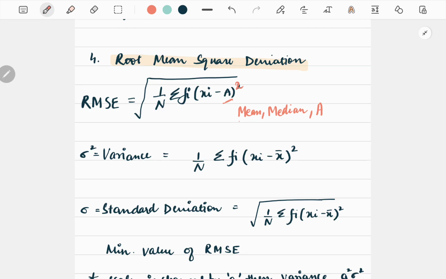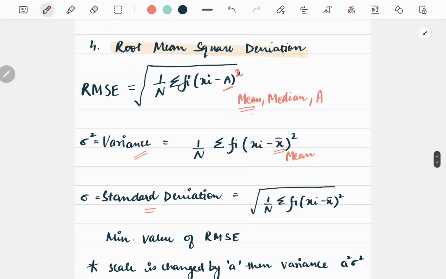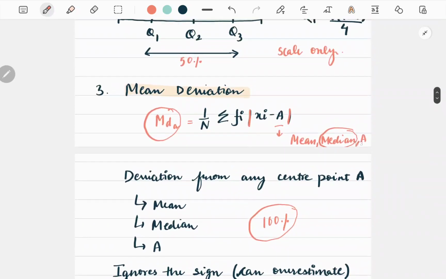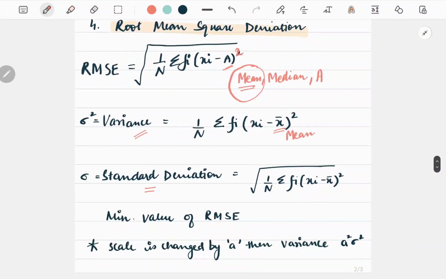When A is taken as mean, the mean square deviation is variance, which is calculated as 1 upon n summation of fi into (xi minus x bar) squared, where x bar is your mean. And the root mean square deviation is then known as standard deviation. Root mean square deviation is minimum around mean, as we discussed in case of mean deviation, which is minimum around median. Similarly, root mean square deviation is minimum around mean.